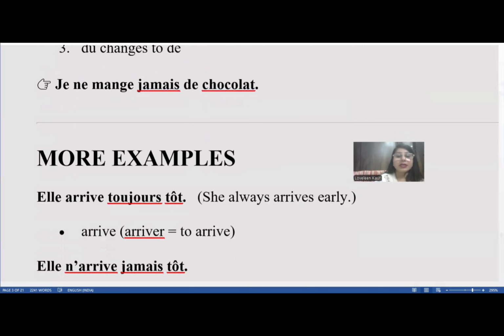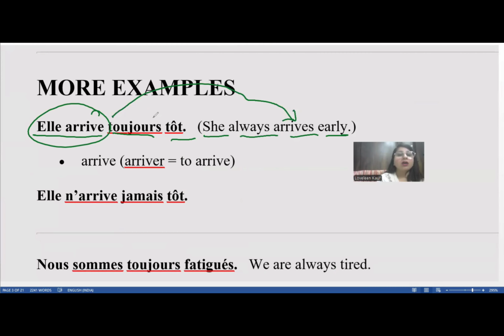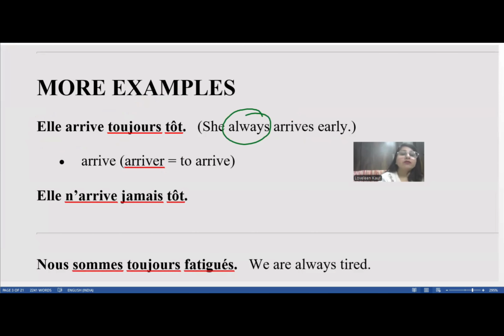So this is the way we can make the sentence negative. Now let's see, if I say elle arrive toujours tôt, it means she always arrives early. Elle arrive means she arrives, toujours means always, this is the adverb. So mostly in French, what happened: in English we put adverbs here, but in French we put the adverb after the verb. We cannot say elle toujours arrive tôt, no, that's a wrong sentence. So we'll say elle arrive toujours tôt, she always arrives early. All right.